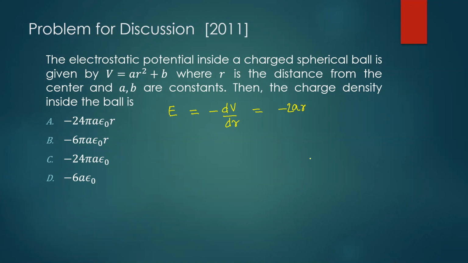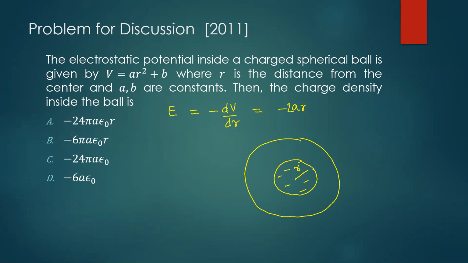Now, if I take a sphere, and inside this sphere I'm only considering a small spherical region of radius r, minus means the charge is negative. That's the idea you should get. So the charge is negative, and the charge density will be negative.